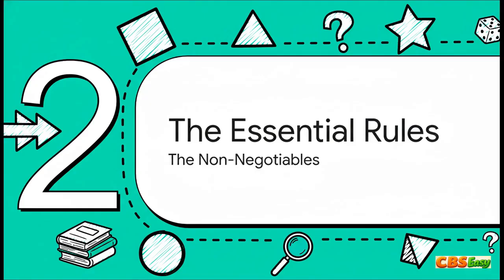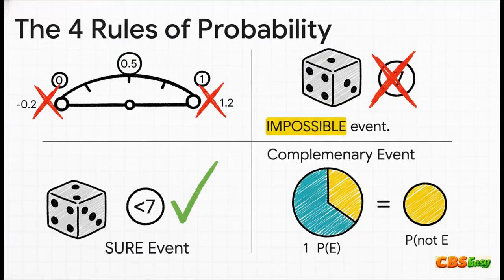All right, before we start solving actual problems, there are 4 basic rules you absolutely have to know. Think of them like the rules of the game. They're non-negotiable, and they'll keep your answers on track. Let's break these down real quick. First, your final answer will always be a number between 0 and 1. If you get a negative number or something bigger than 1, you know you've made a mistake somewhere.